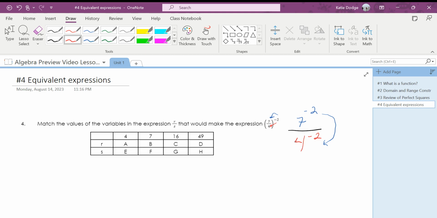Well, this base of 4 has the same issue. It also has a negative exponent. So my base of 4 would then go to the opposite side as well. As I rewrite this, it's going to look a lot different, but yes, it's still an equivalent expression.